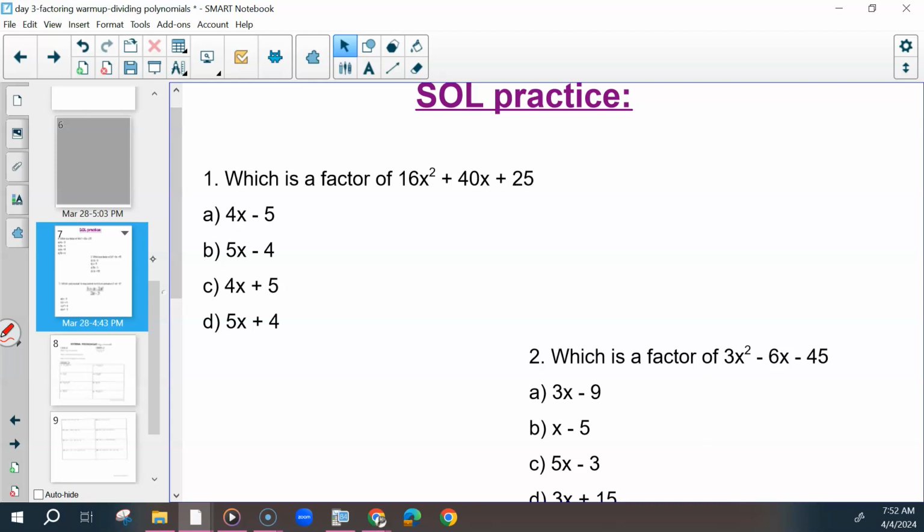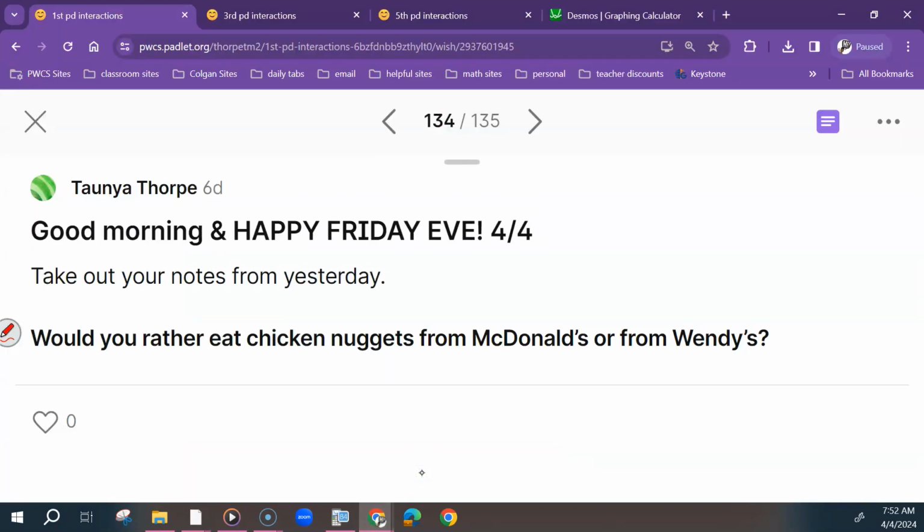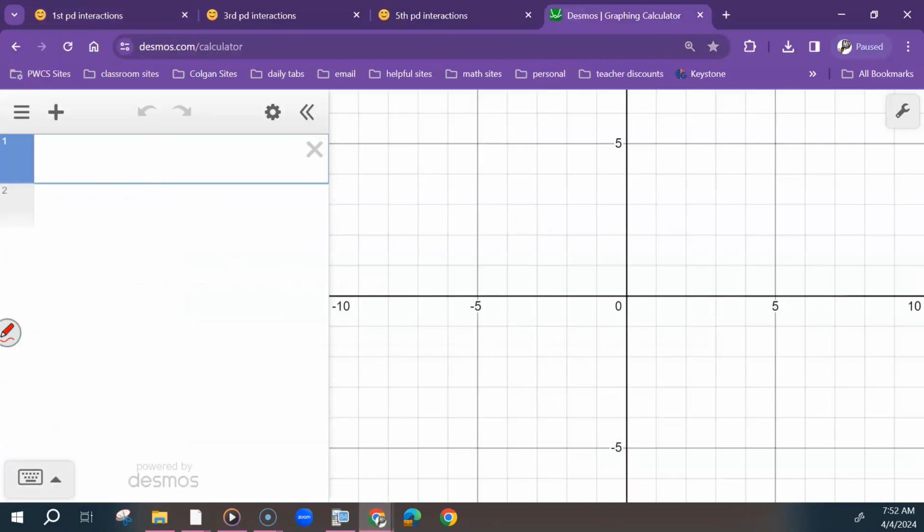Alright, and then we're going to try a couple of these in Desmos. So we talked about this when we were doing SOL practice, but now that we've actually learned how to do it, you're always welcome to do this by hand, but this is how you would do it in Desmos. Go ahead and put in 16x squared plus 40x plus 25. You should have this in your notes if you want to start.